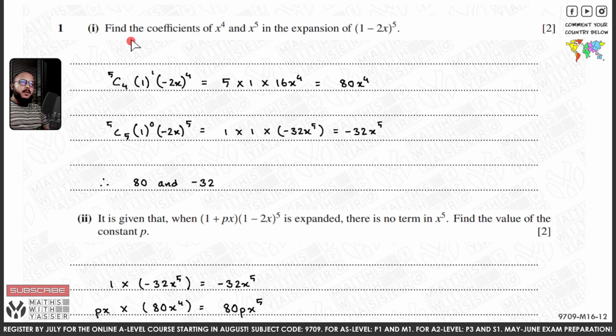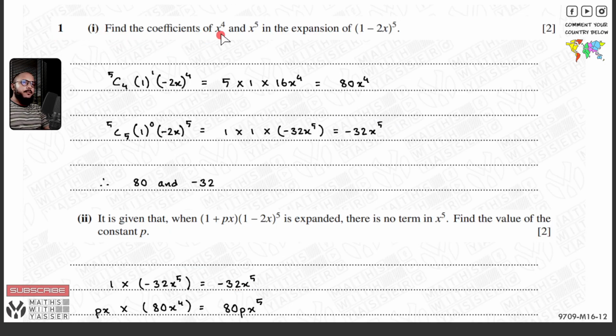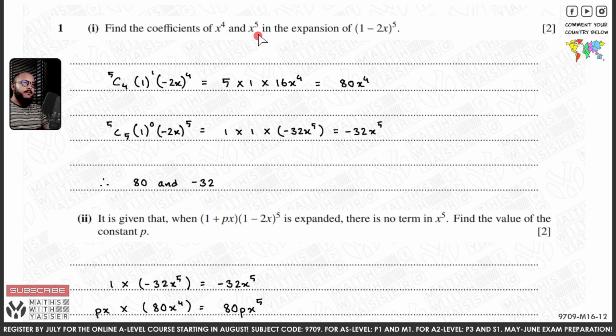Question number 1. We need to find the coefficients of x to the power 4 and x to the power 5 in the expansion of (1 minus 2x) to the power 5. So for that, we need to think of how we will be getting x to the power 4. For that, we choose 5C4 and then 5 minus 4, which is 1. So 1 to the power 1 and (minus 2x) to the power 4, which gives us 5 times 1 times 16x to the power 4. So that comes down to 80x to the power 4.